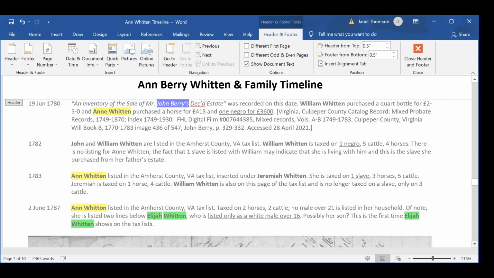By 1782, John and William Witten are listed in the Amherst County, Virginia tax list, remember, and she's showing you here what they were taxed on. And with William Witten being taxed on one Negro, the cattle and the horses, it presumes that Ann is living with William at that time because she's not on the tax list separately. And then in 83, she's listed separately, inserted under Jeremiah, and with one slave. So you can sort of see how the people are living. But apparently she's living apart at that point, or she's being taxed separately for some reason.